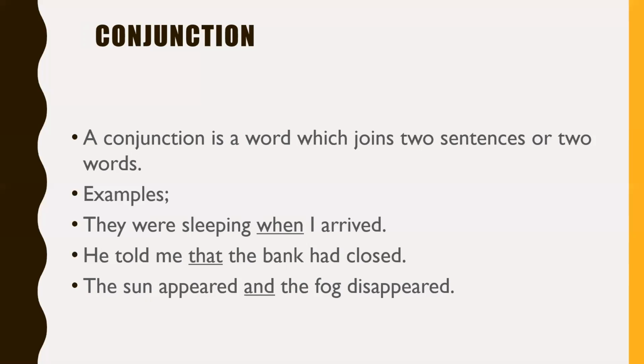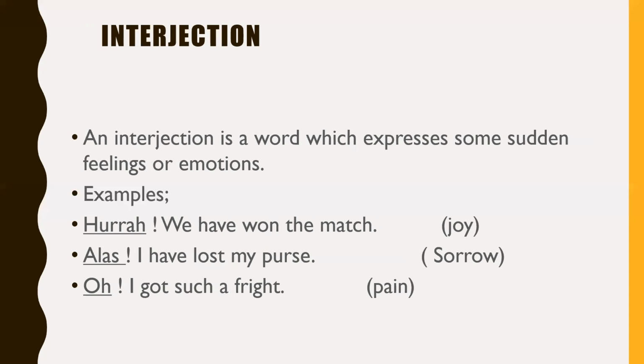He told me that the bank had closed. That here is a connecting word, so it is a conjunction. The sun appeared and the fog disappeared. And here is a conjunction. Understand? Now come to the last one.